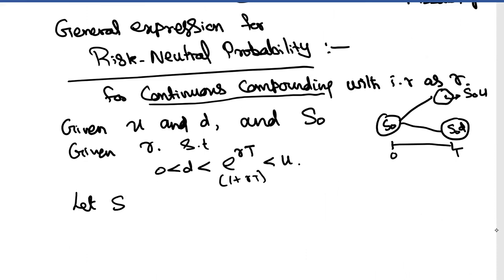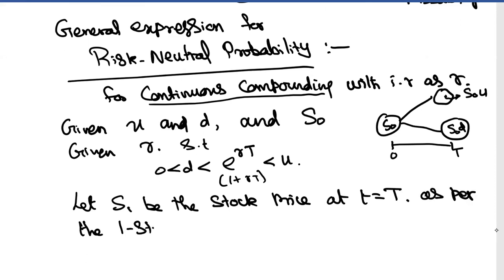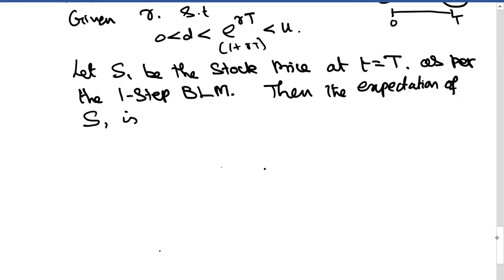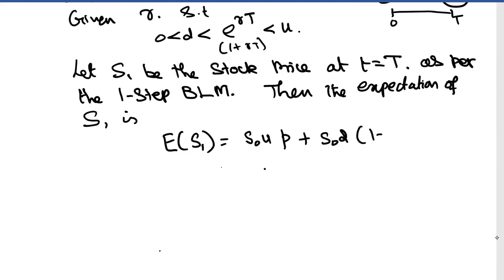Now let S1 be the stock price at T equal to capital T as per the one step binomial lattice model. Then the expectation E of S1 is equal to, see, S1 is a random variable that takes two values, S naught U with probability P plus S naught D with probability 1 minus P, right? So that is how this S1 is defined.